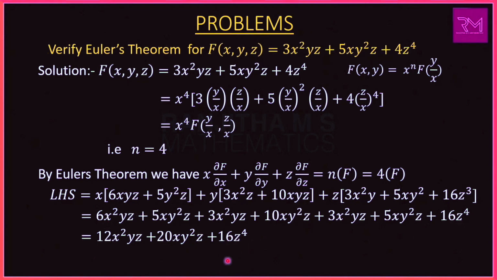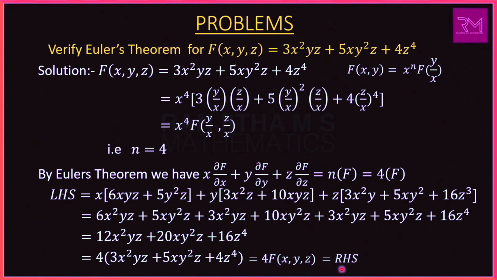So in this equation, if we take 4 common, we get 4 into 3x square yz plus 5xy square z plus 4z power 4. So this is the value of f of x comma y comma z, that is 3x square yz plus 5xy square z plus 4z power 4. Hence we can conclude that this is of the form 4 into f of x comma y comma z.